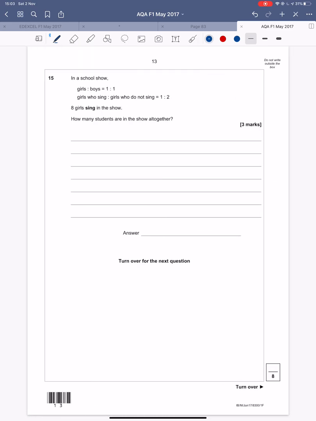Okay, number 15. It says, in a school show, the ratio of girls to boys is 1:1. Girls who sing to girls who do not sing is 1:2. 8 girls sing in the show. How many students are in the show altogether?